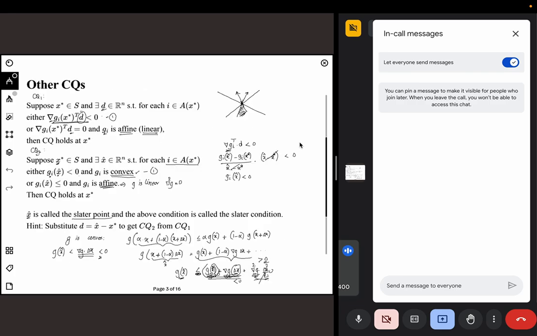Instead of saying it as equal to 0, instead of saying it as linearly independent, we say that g is affine. So the constraints will all be linear. If they're all linear, then the independence is automatically satisfied. So we don't have to specify it separately.